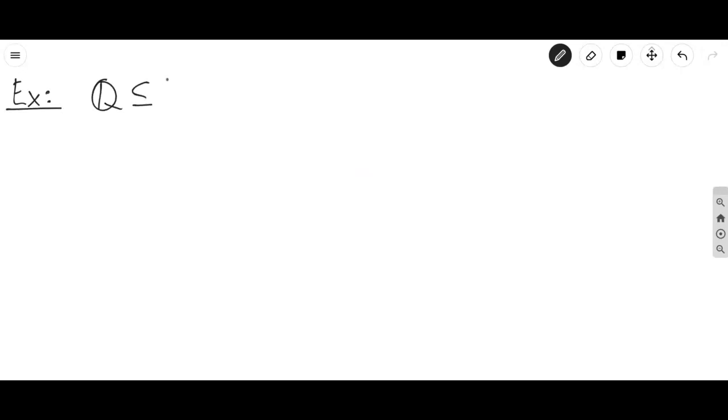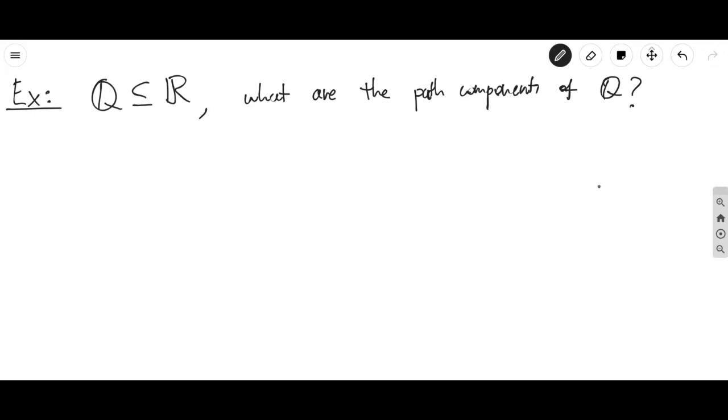Q is a subset of the real line. What are the path components of Q? So let's draw a picture. Maybe this will help. This is the real line. When you visualize the rational numbers, they're just a bunch of points that are everywhere on the real line, but they never come together. So intuitively, the path components will be single points. But you can maybe see what's going on.